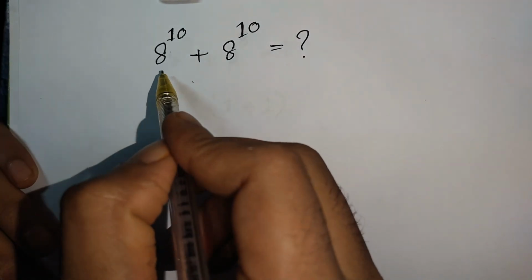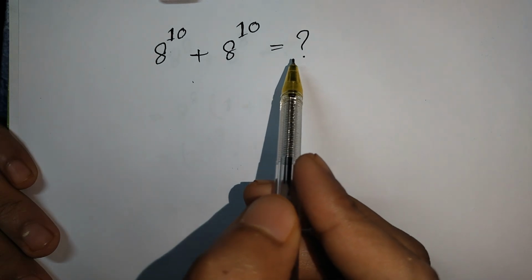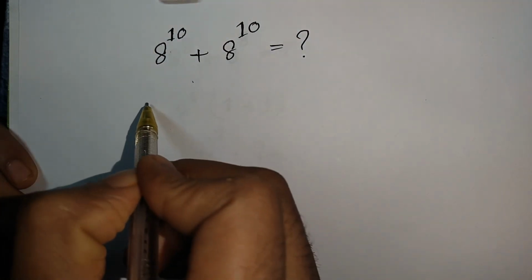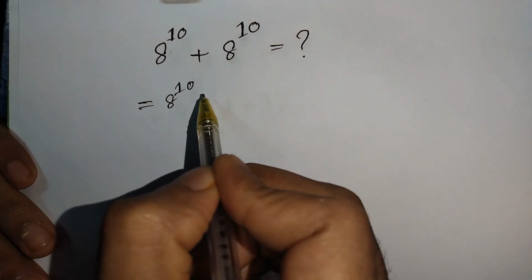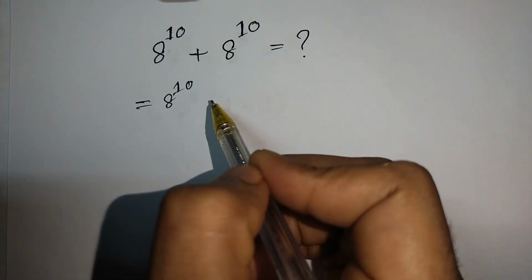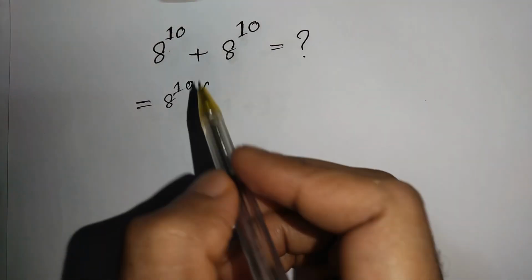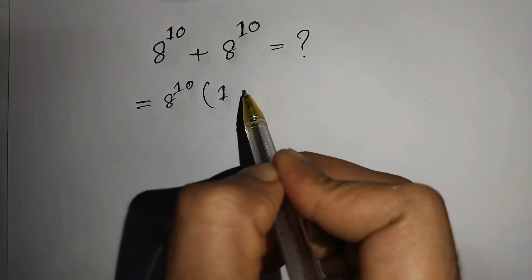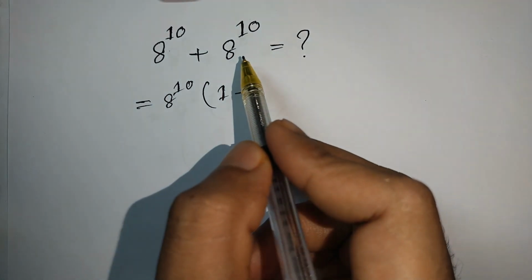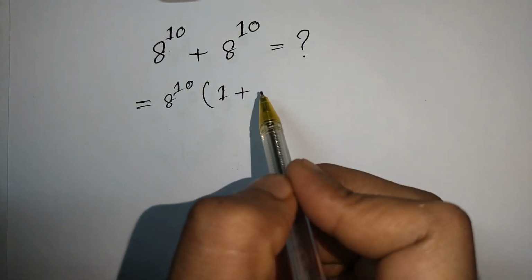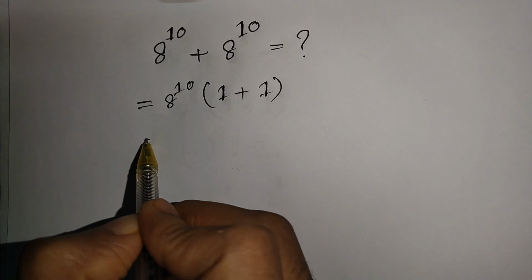How to simplify 8 to the power 10 plus 8 to the power 10 is equal to what? First of all, we take 8 to the power 10 common, first bracket start, 8 to the power 10 divided by 8 to the power 10, that means 1, plus the same, 8 to the power 10 divided by 8 to the power 10, that means 1.